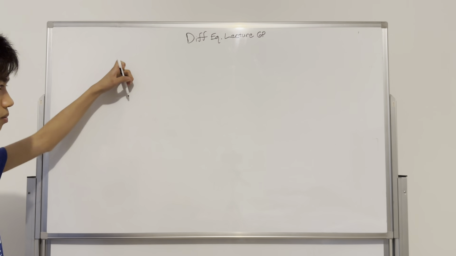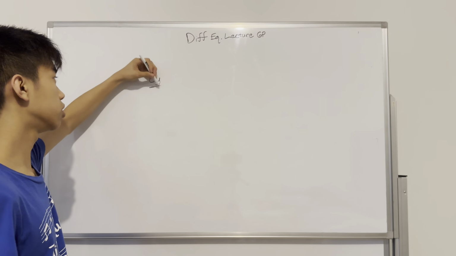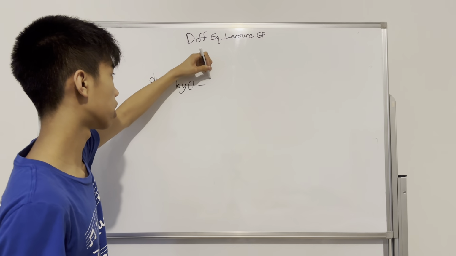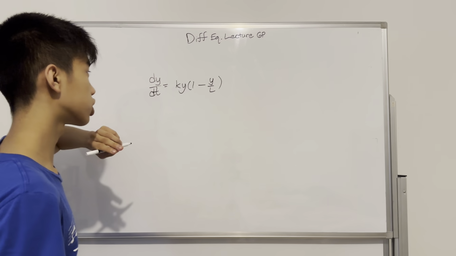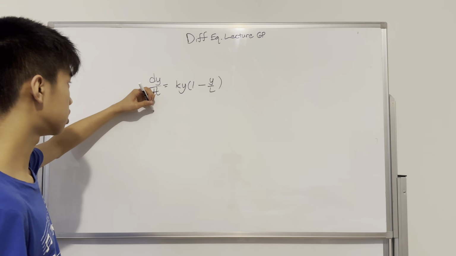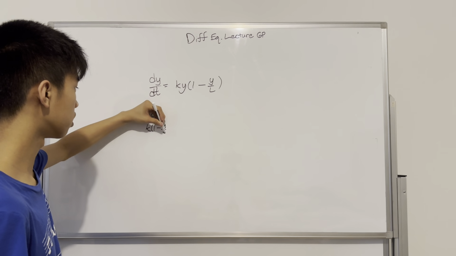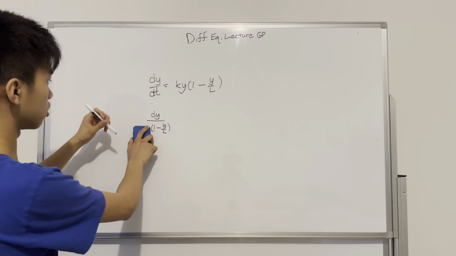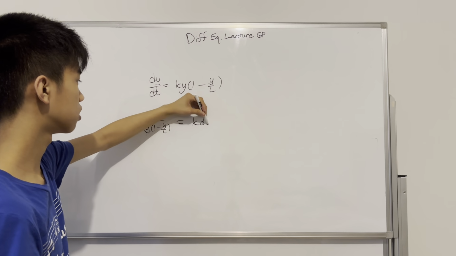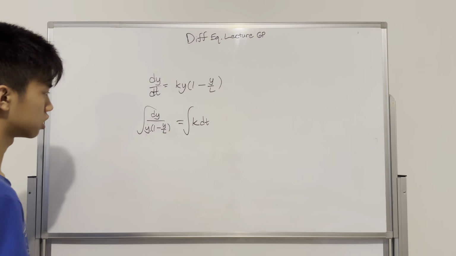So first of all, the logistic differential equation. That's dy/dt equals ky times (1 minus y over L). And I mentioned you had to do a partial fraction decomposition. So let's do that. We have dy over y times (1 minus y over L) equals k dt. So we want to try to integrate both sides.